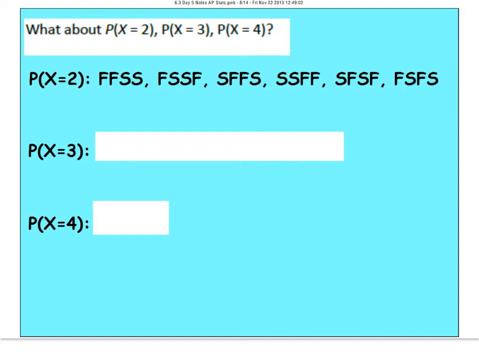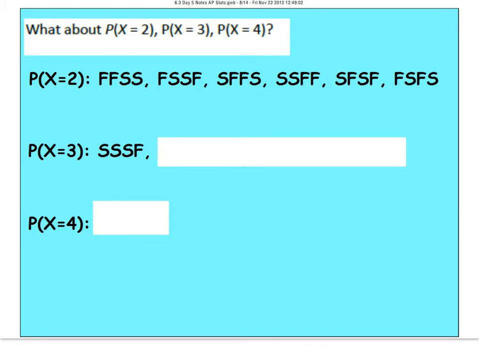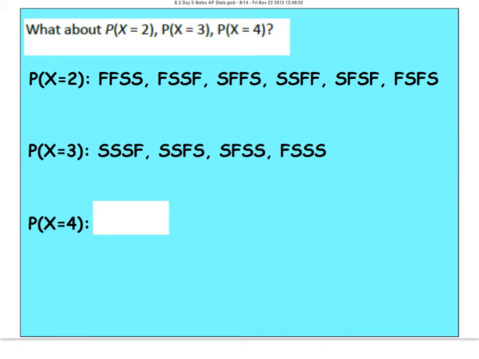Okay, what about a success 3 times exactly? Well, there's actually going to be fewer for this one. What if I have success 3 times and failure last? What if it's in this order, or this order? There's 4. In the last one, what's the probability of success on all 4? There's only one outcome for this one, which is going to be 4 successes in a row.